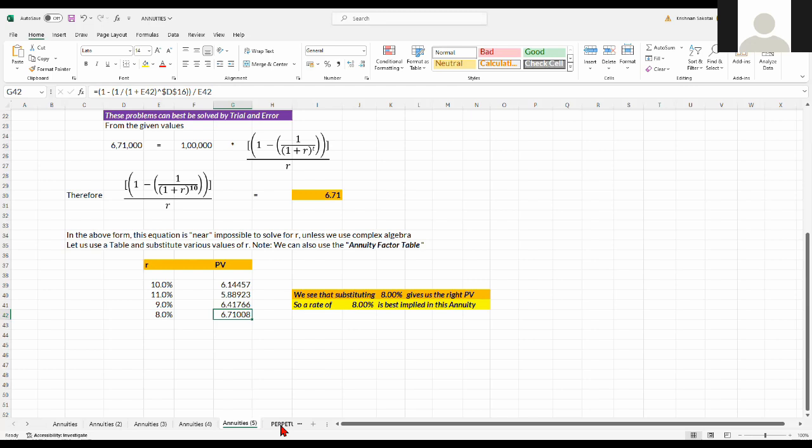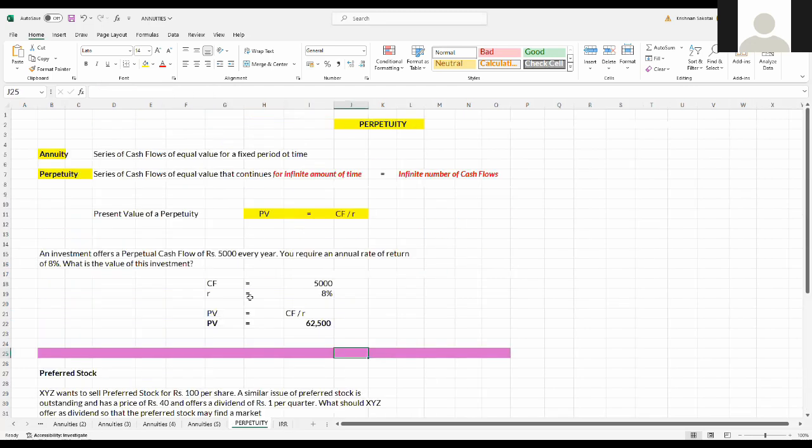So what is perpetuity? We know that an annuity is a series of cash flows of equal value for a fixed period of time. However, perpetuity is a series of cash flows of equal value that continues for an infinite amount of time, or you have an infinite number of cash flows. The formula for the present value of a perpetuity is PV equal to cash flow divided by R.